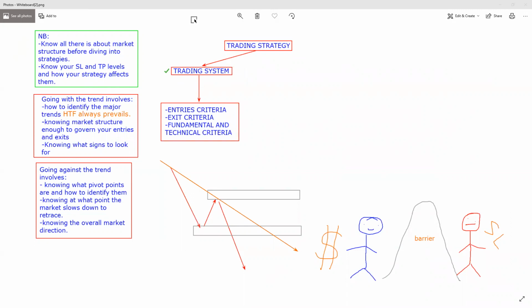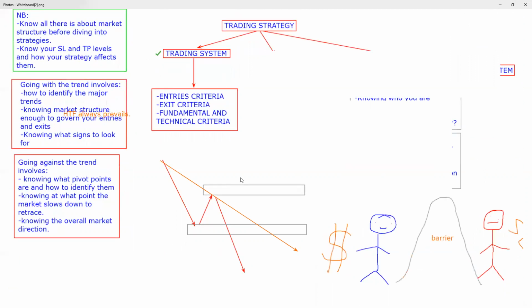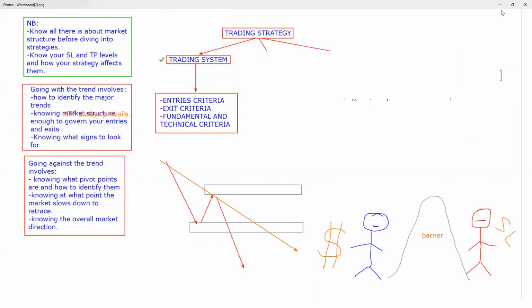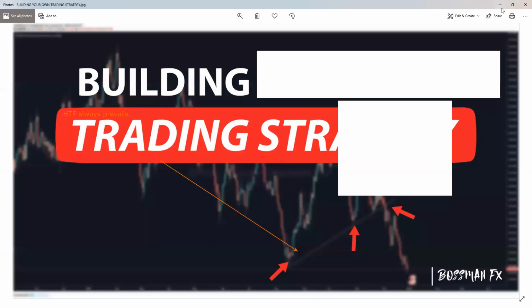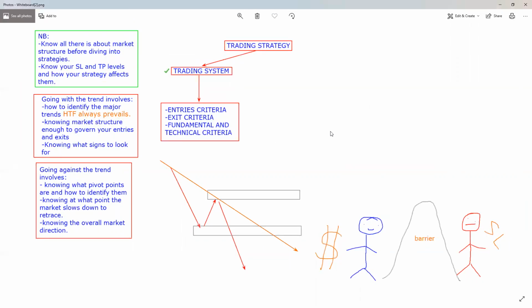And so if you're able to identify major trends, that means if you're trading with the trend and it is on a downtrend, you'd be looking for sells, and if the trend is on an uptrend, you'd be looking for buys. And so the question comes in: at what point do I know when to take the sell or to take the buy?